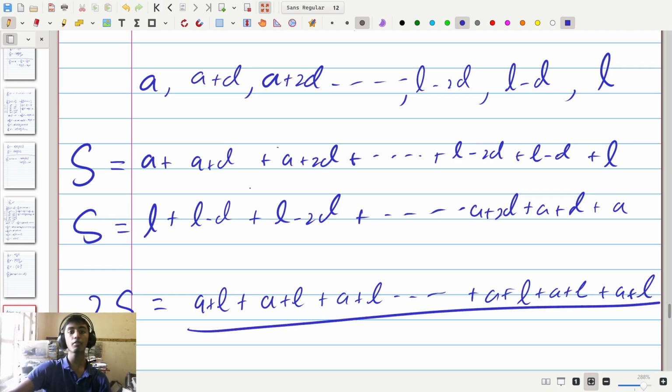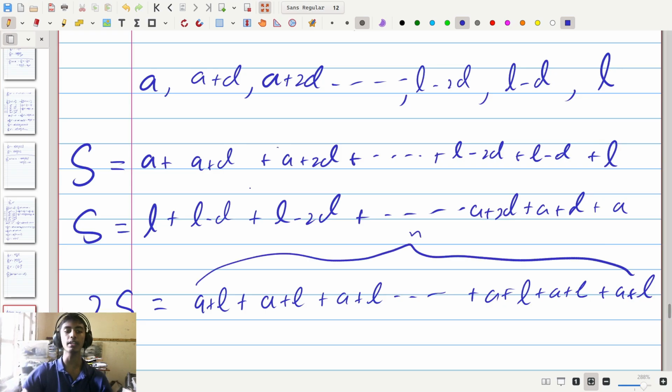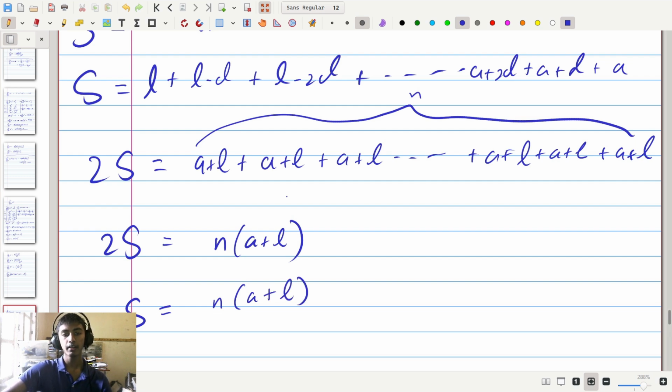If we consider the total number of a plus L's that we have here, if we had n terms from start to finish, then we have 1, 2, 3, 4, 5, and so on until n minus 1 and n total terms. So there are n of a plus L's added together over here. Therefore, 2 times S is going to be n times a plus L, meaning that the total sum S is going to be n times a plus L divided by 2.